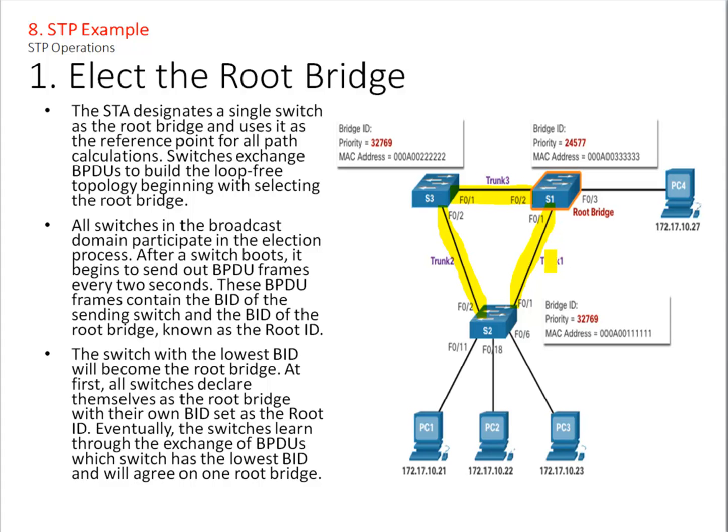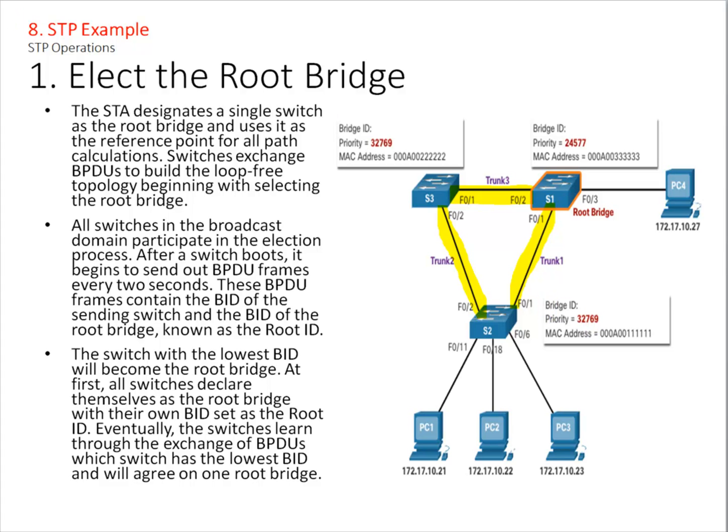Any one of the ports, it is going to close it. Once it is closed, automatically the loop will be removed. How is STP going to work and how is it going to find the suitable port for blocking? That is what we are going to discuss now. The first thing is we have to select the root bridge. There are three switches, and all three have their own BPDU, that means bridge protocol data unit.